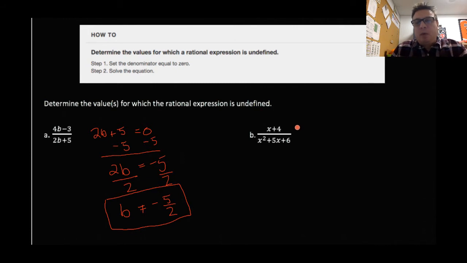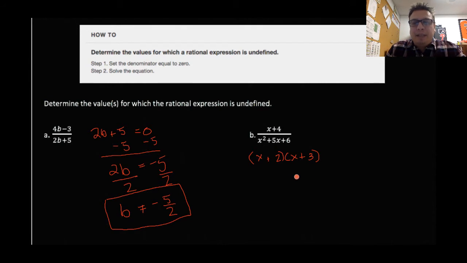For this example over here, I first have to factor that denominator. So I've got, let's just put it right underneath, two sets of parentheses. First terms in each are going to be x. Factors of 6 that add to give me 5. The plus sign means that they're both the same, and this plus sign means that they're both positive. So we're going to have plus and plus. And again, factors of 6 that add to give me 5, well, that'll be 2 and 3.